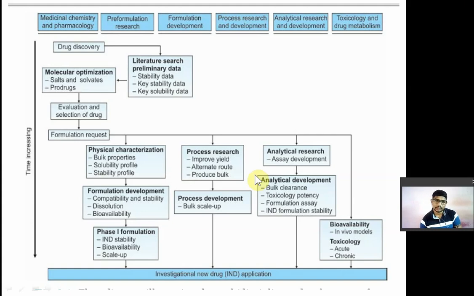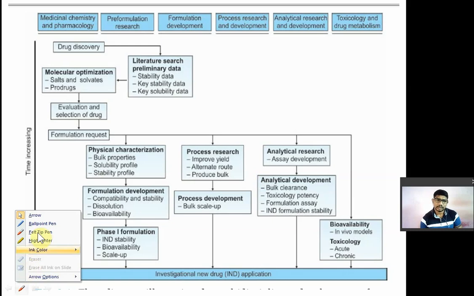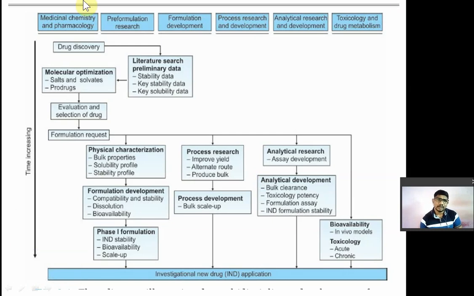Now suppose that again you can see in this diagram. It is a flow diagram for new drug development, and then how there is development of investigational new drug. So your industry has different kinds of departments like medicinal chemistry and pharmacology department, pre-formulation research department, or formulation development department. We have pre-formulation research department, then formulation development department, then process research and development, then analytical research development department, and toxicology and metabolism study department.